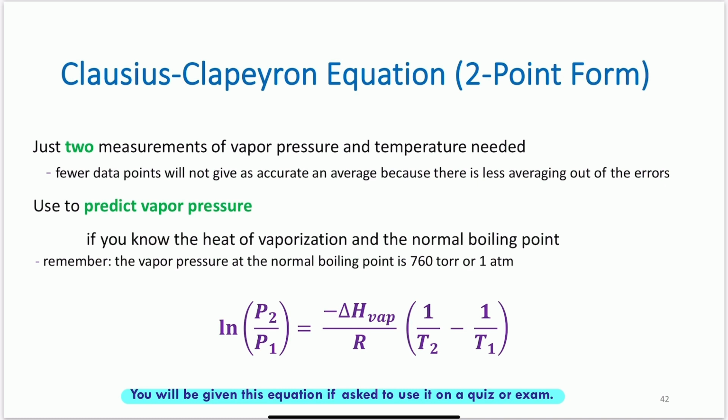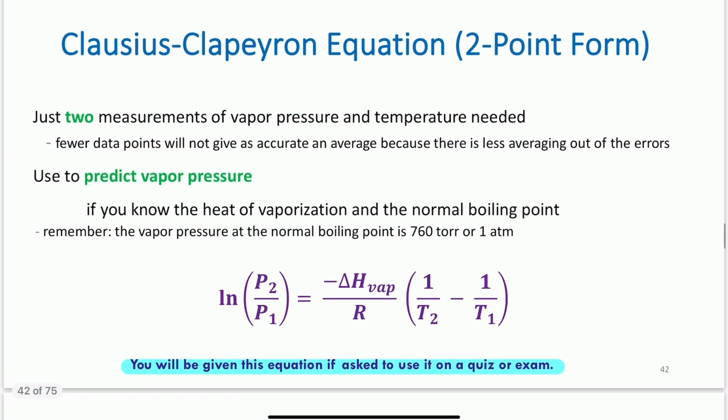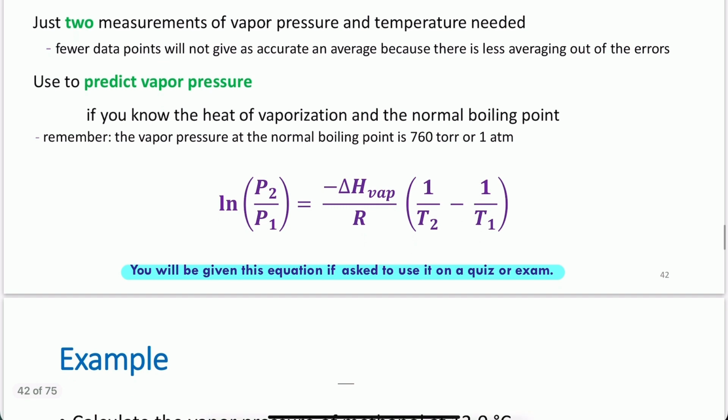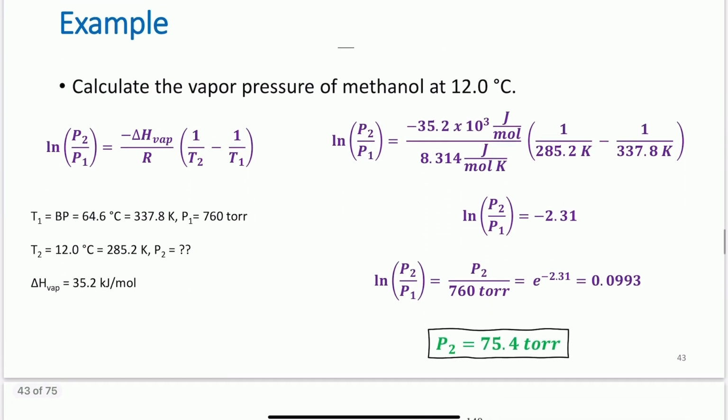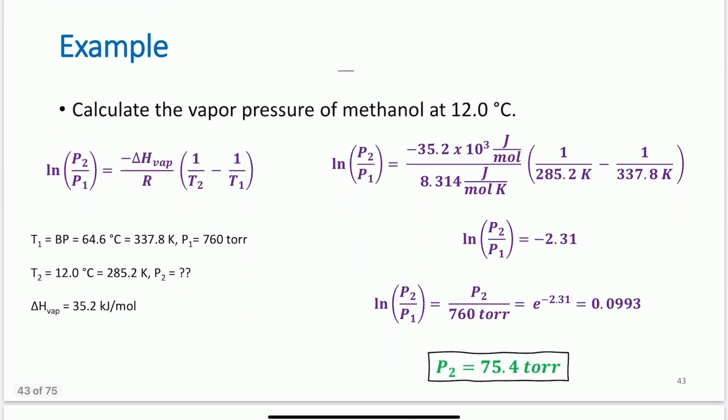You're going to use this to predict your vapor pressure. So if you know the heat of vaporization and the normal boiling point, then you can figure out the rest of the information you need. So remember, vapor pressure at the normal boiling point, 760 torr or 1 atmosphere specifically. But we will use this to actually predict our vapor pressure. As an example, calculate the vapor pressure of methanol at 12 degrees C.